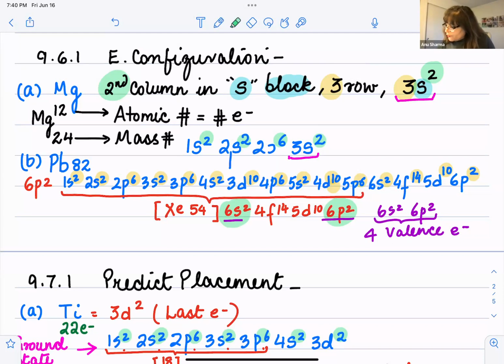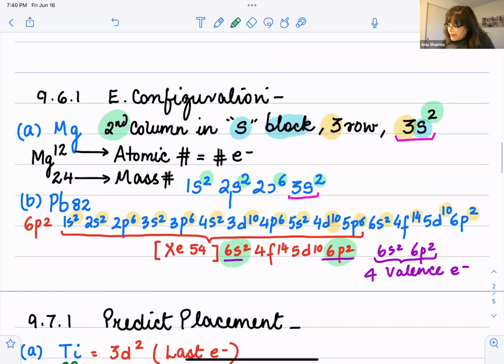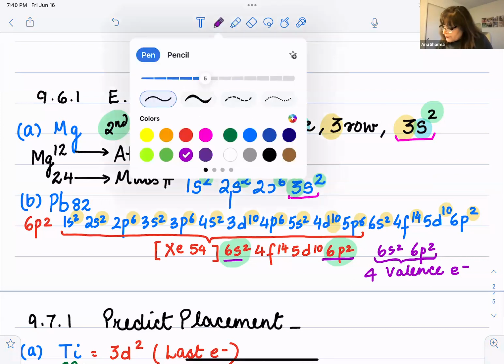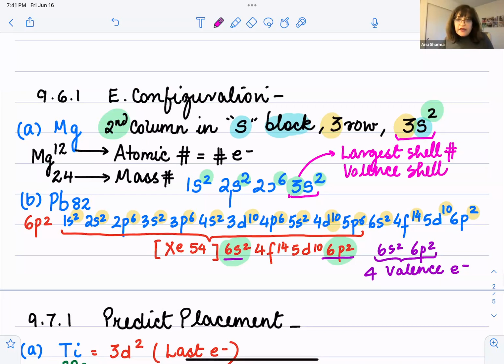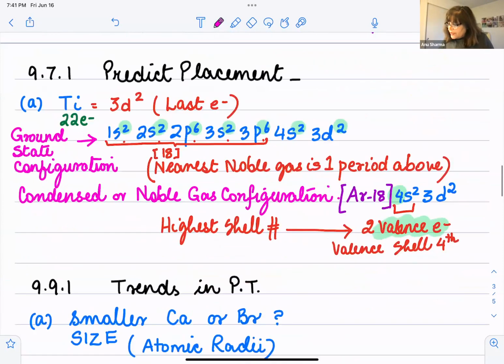So here you have the 4 valence electrons in lead, and in magnesium you have 3s2. So the largest shell number is 3. Let me put this here. This is the largest shell number, so that is the valence shell. No matter how you place them, it's always the largest one. And you have to combine all of them. Remember that these energy levels are made up of s, p, d subshells and orbitals. Okay, so we did the placement.